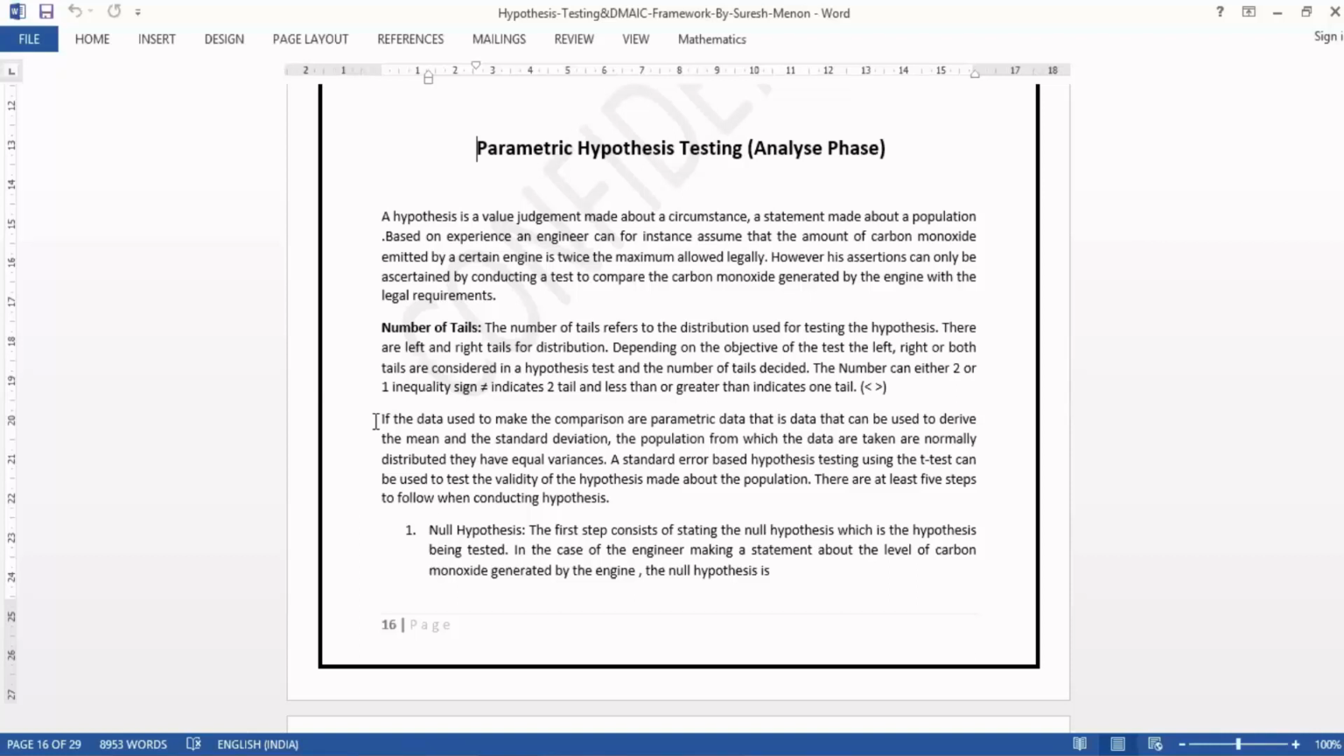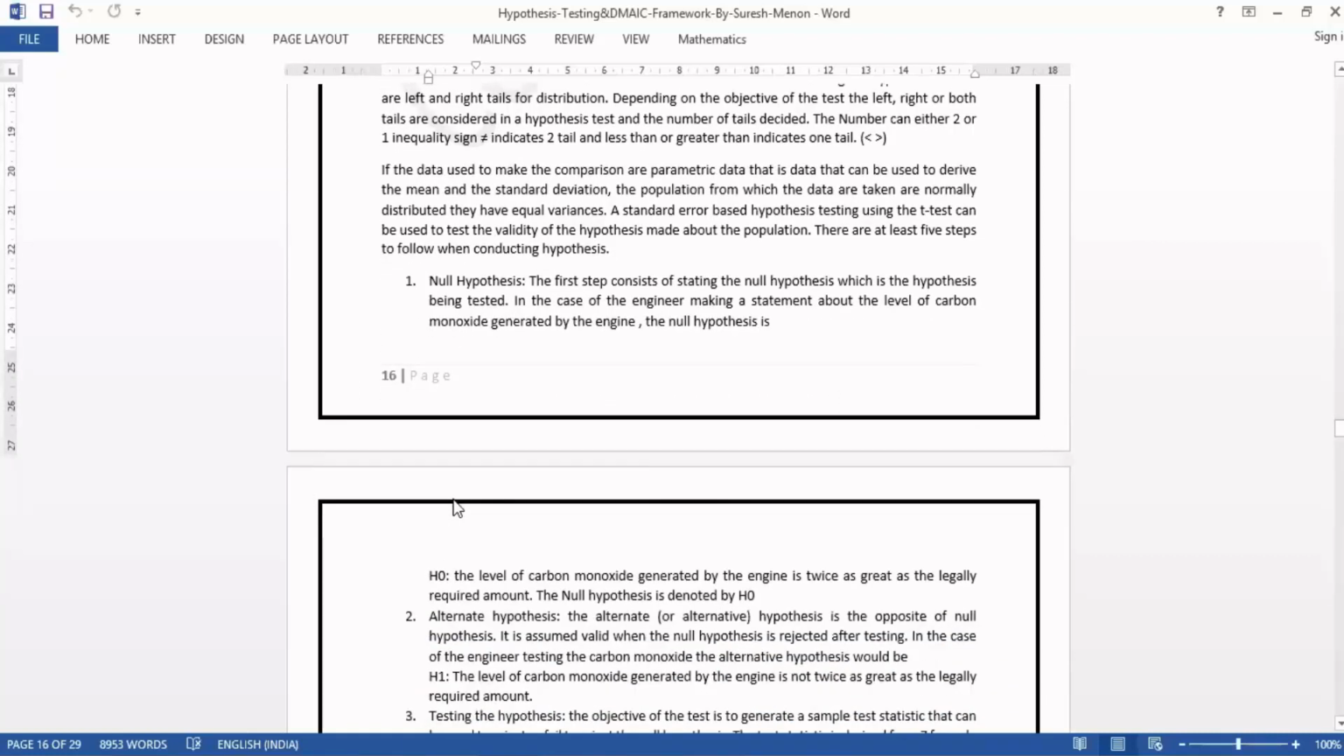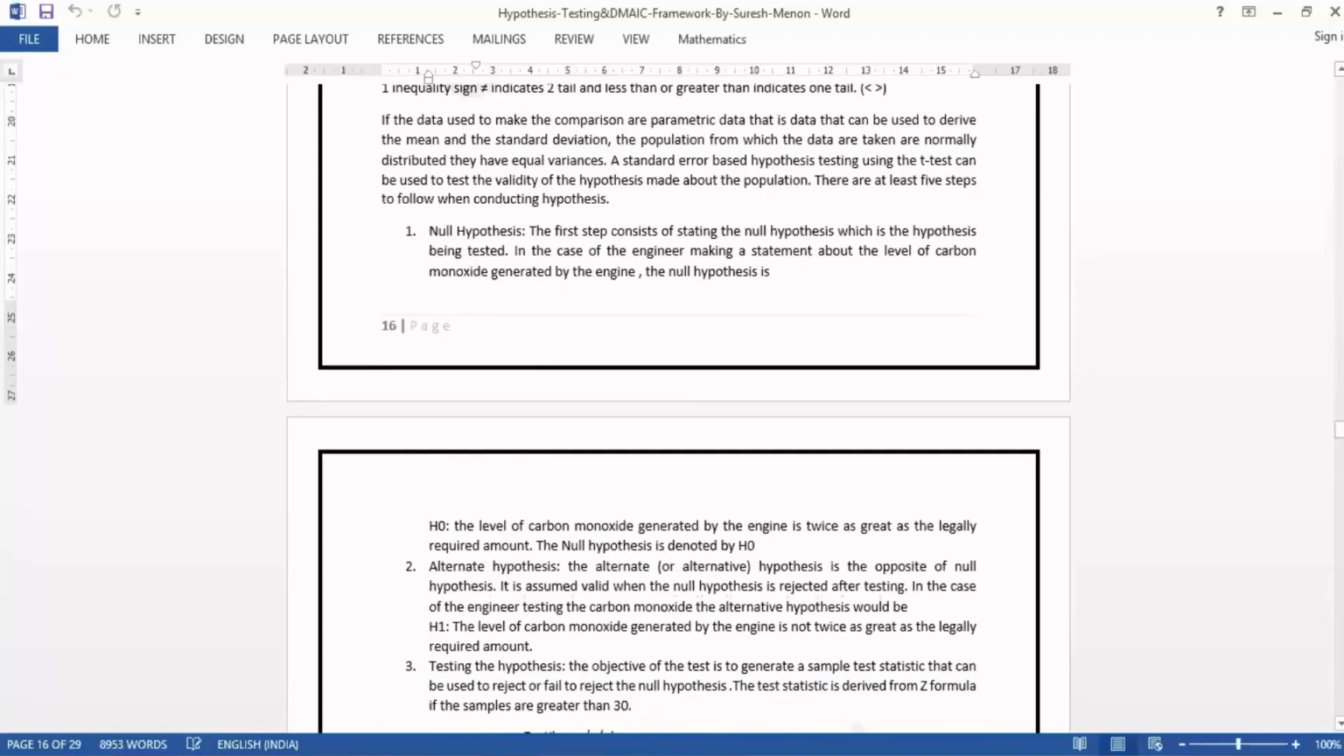What is the first step in doing the testing? Null hypothesis. The first step consists of stating the null hypothesis, which is the hypothesis being tested. In the case of the engineer making a statement about the level of carbon monoxide generated by the engine, the null hypothesis is denoted by H0: the level of carbon monoxide generated by the engine is twice as great as the legally required amount. So first we agree on that, okay.